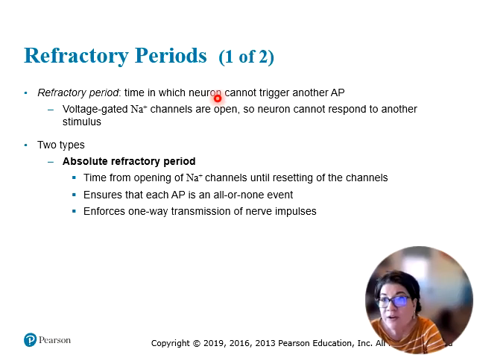Then you have this refractory period. This is what I was talking to you about. This is when the neuron can't receive another action potential. It has to wait a while. So there's 2 types. There's the absolute refractory period, where the sodium has to be reset. It has to be back to -70 to receive another nerve impulse.